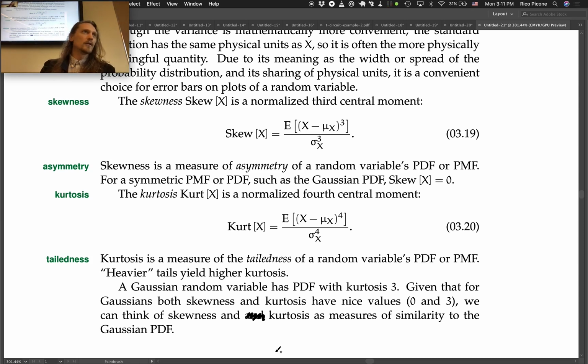Is the skew near 0? Is the kurtosis near 3? And if they're not, then you can say something else is going on here. This is not just random noise. This is not just thermal excitation in the circuit. There's something else going on. There's some other process that's not Gaussian that's present.